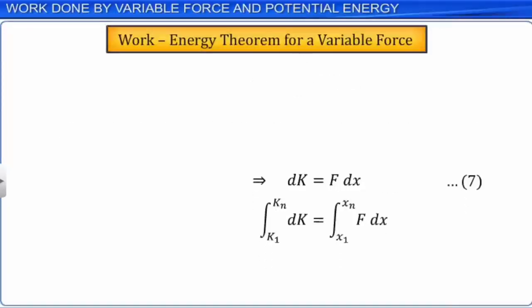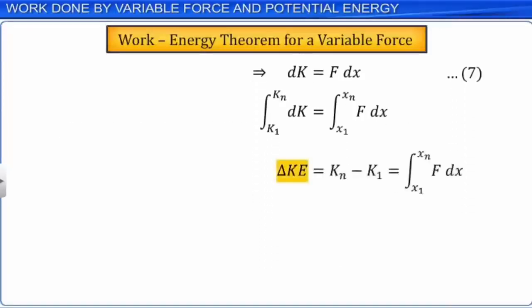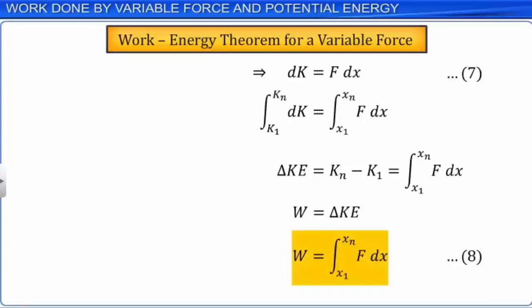The left side of the equation indicates the change in kinetic energy, and the right side of the equation indicates the work done on the body by the variable force. Thus, we see that the work done by a variable force on a body is equal to the change in kinetic energy of the body. This proves that the work-energy theorem holds true for a variable force.